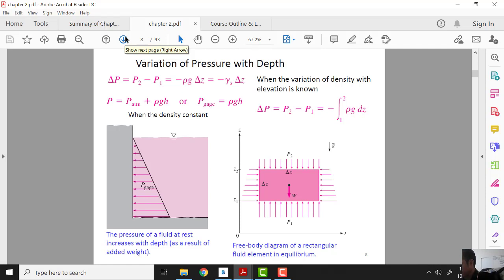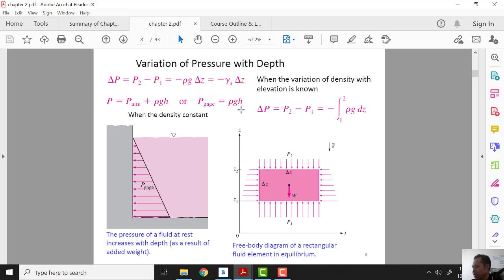Here we have P equal to P atm plus rho g h. What is P here? P is P atm plus rho g h. Rho g h is P gauge. When we add P gauge plus P atm, we get P absolute. So this is P absolute: P absolute equals P atm plus rho g h.